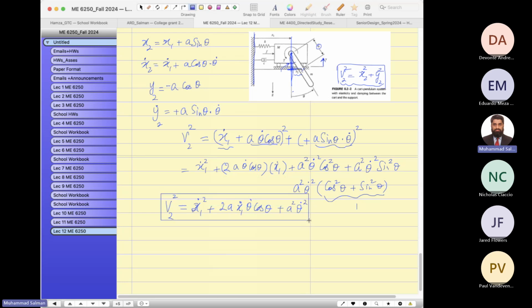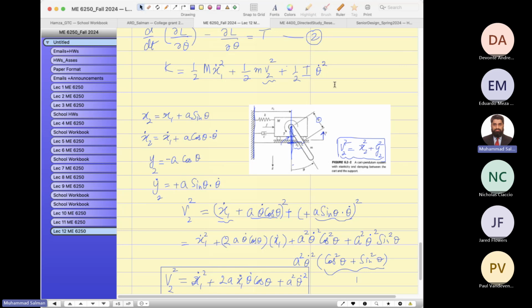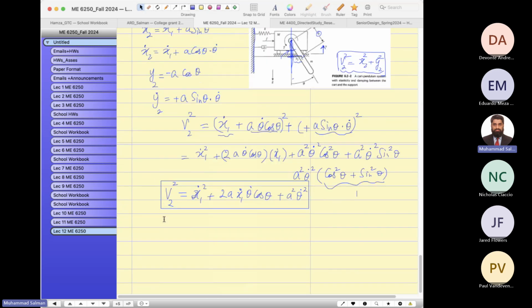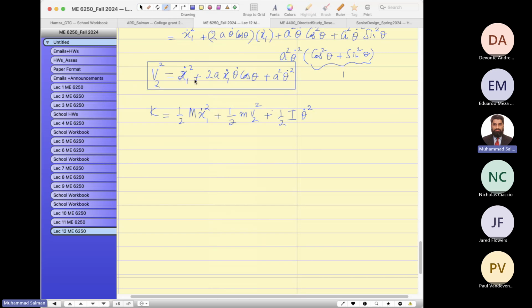So this is the translational velocity of this pendulum. If you take this kinetic energy again, let me grab this one and simplify using this v squared, which is now in terms of generalized coordinates. That's a good thing. So we can rewrite this term as half (m plus m), and I'm simplifying along with this, plus m a x1 dot theta dot cosine theta, plus half (m a squared plus I). This is the kinetic energy in the form of generalized coordinates.